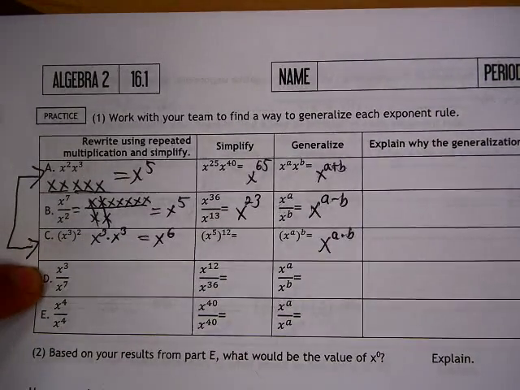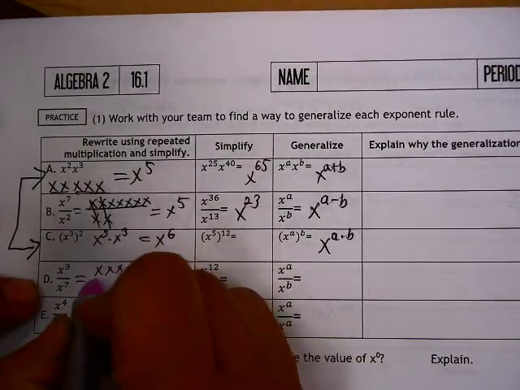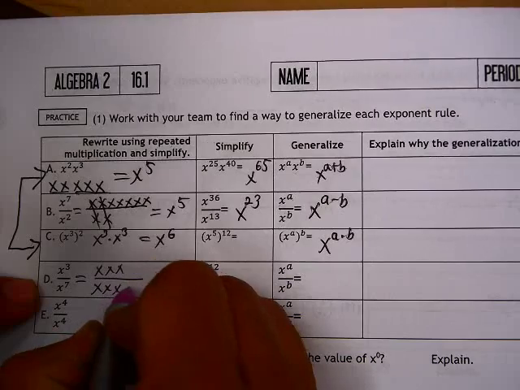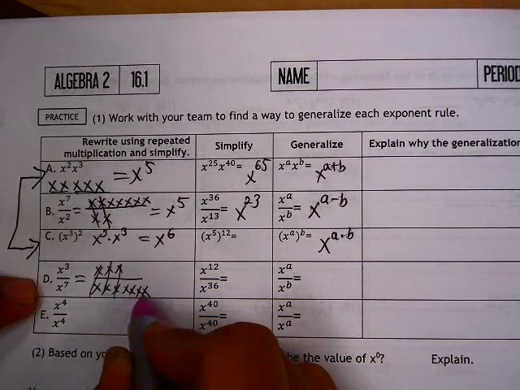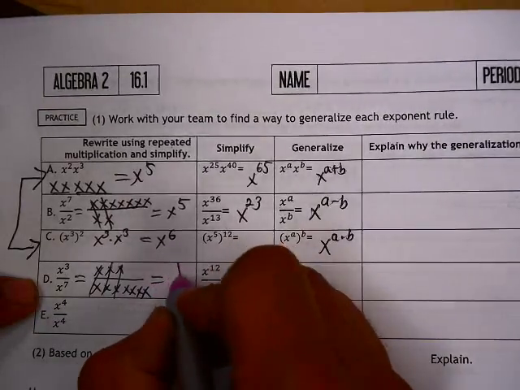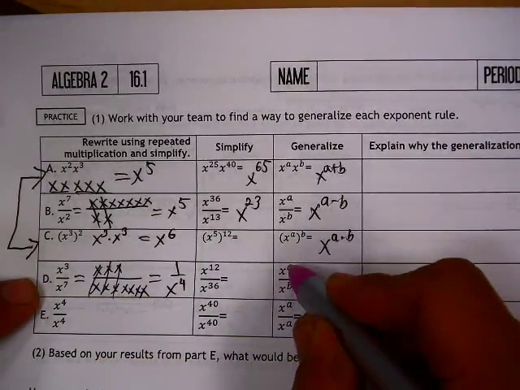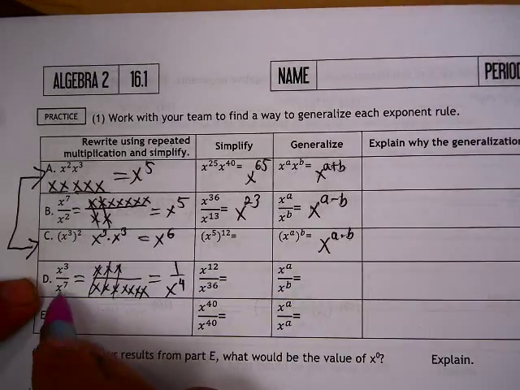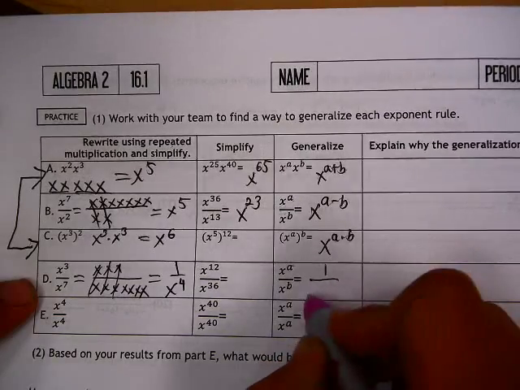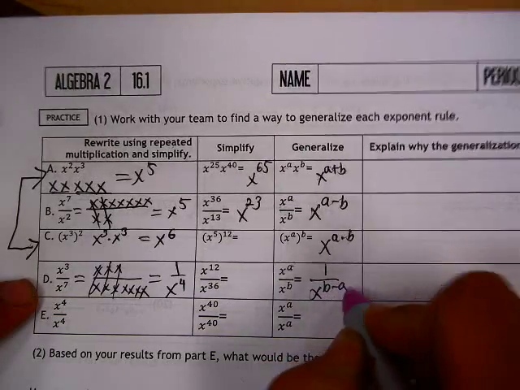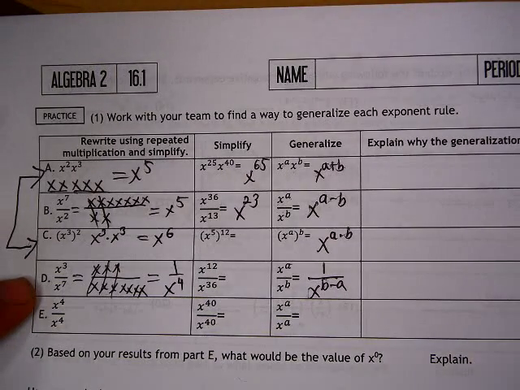So here we have x to the 3rd over x to the 7th. 1, 2, 3. 1, 2, 3, 4, 5, 6, 7. So I have x to the 4th in the denominator. So that's 1 over x to the 4th. So x to the a over x to the b, if b is greater than a, you would write it as 1 over x to the b minus a. And that would keep it as a positive exponent.